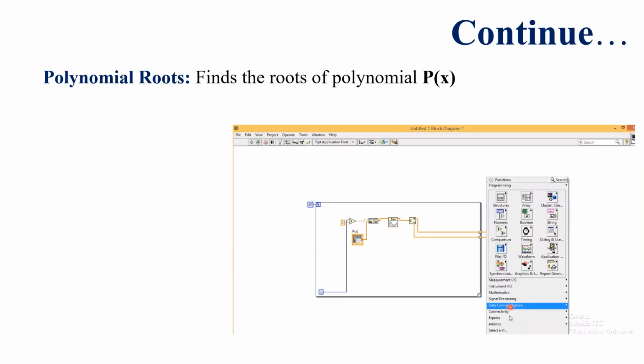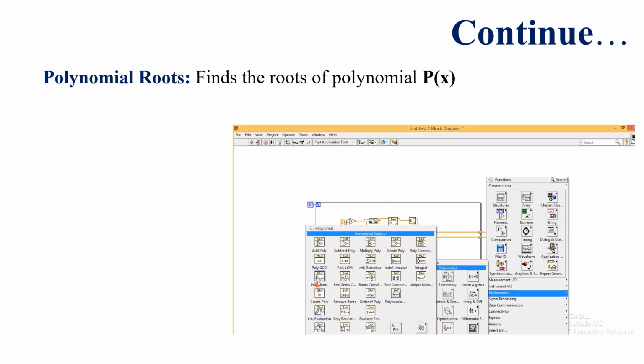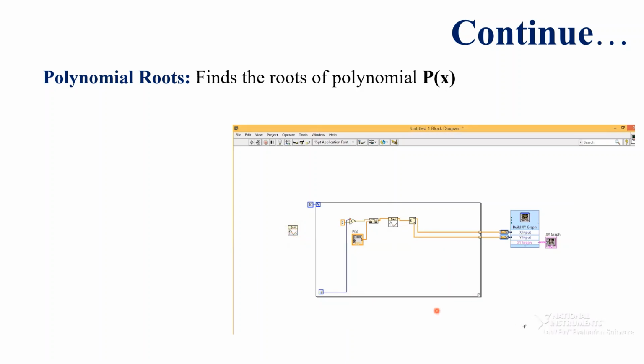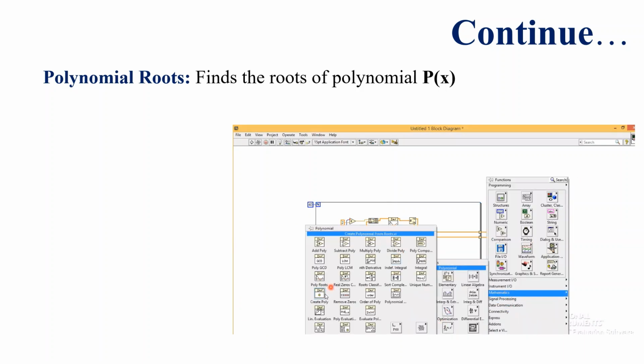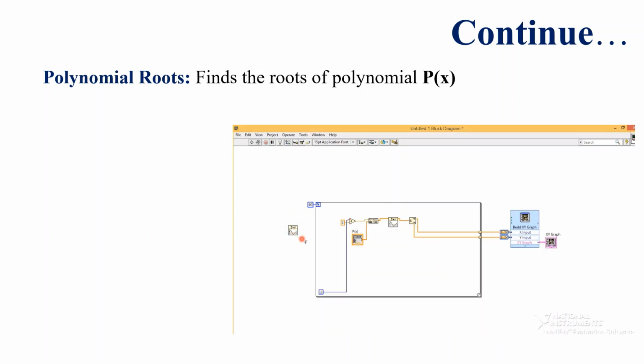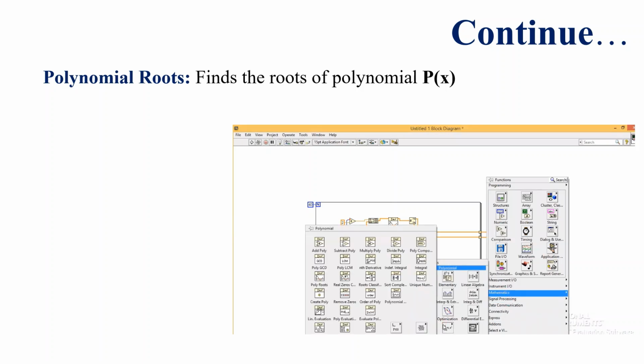Next icon is polynomial roots, which is basically used to find the roots of any polynomial presented in the Routh Hurwitz table. Right click on the block diagram of LabVIEW, the function palette will open, then move towards mathematics, then move towards polynomial roots. Pick it and place it on the block diagram of the LabVIEW software, as you can see in the slide.